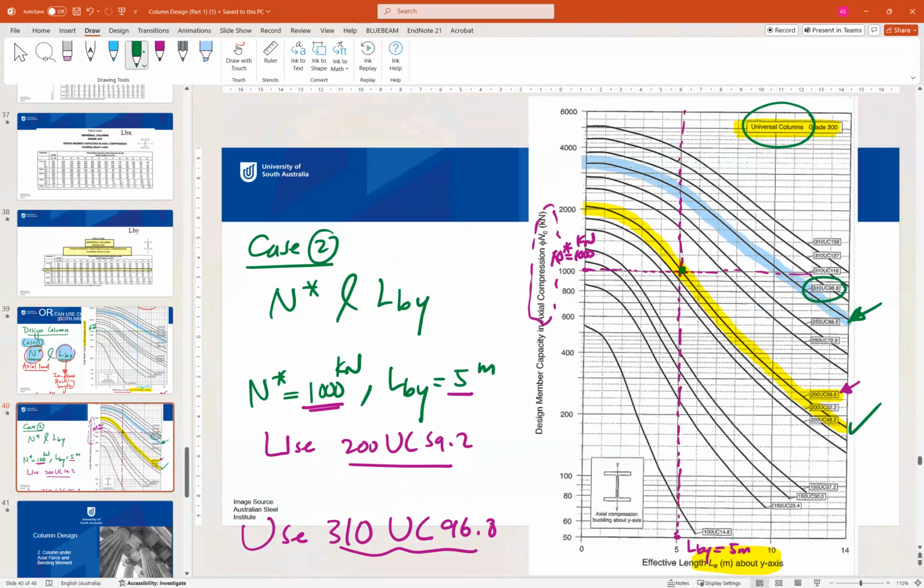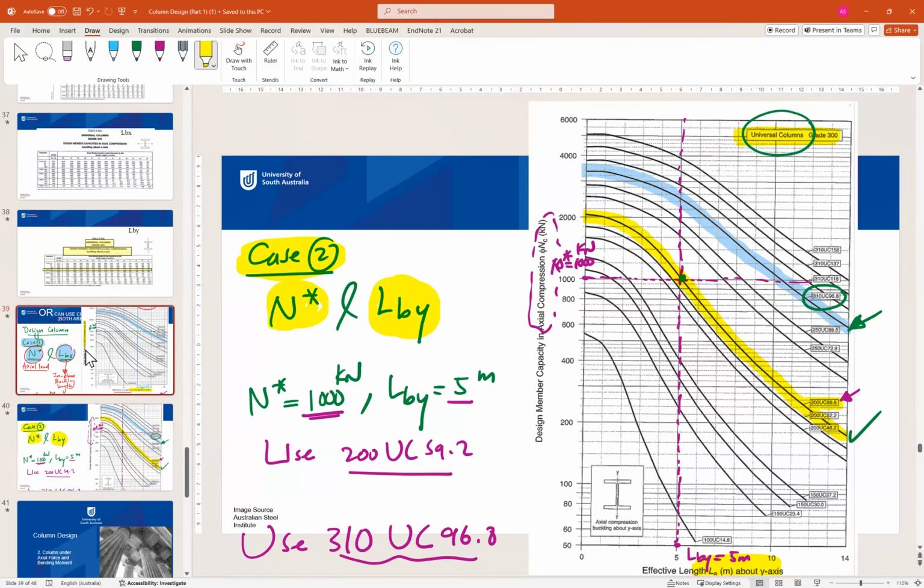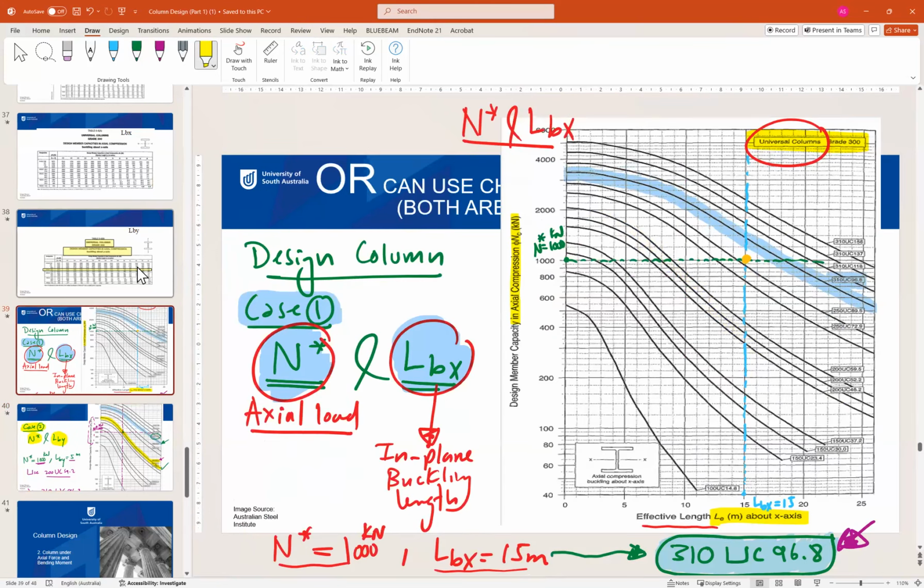Okay, so it is similar to what we have done in the previous week for the rafter, but we need to go to the charts using the values of N*, LBX and LBY. In the previous week, we went to the chart using M and L effective. So this is the design method for a column.